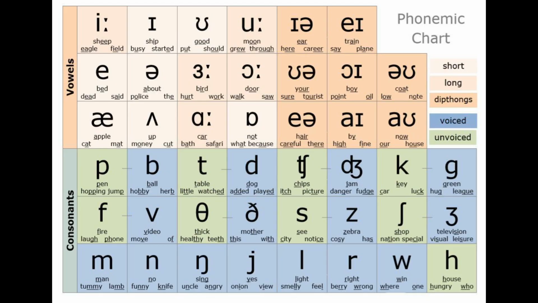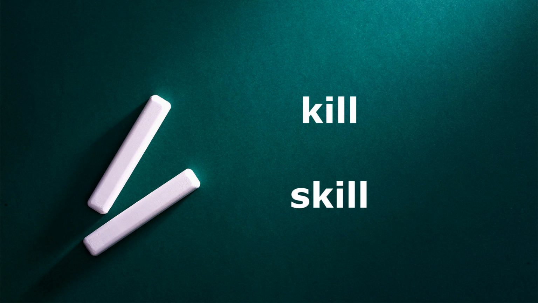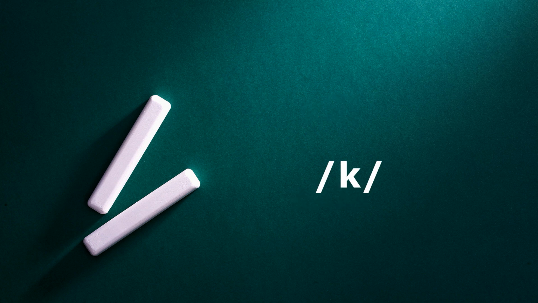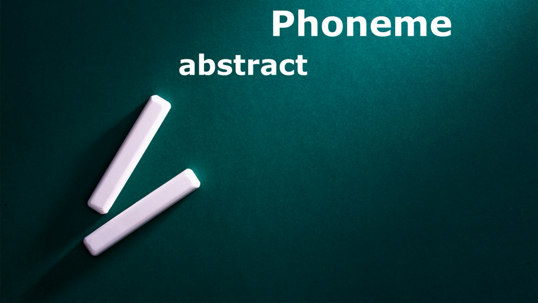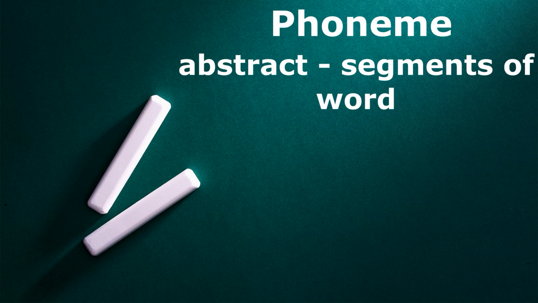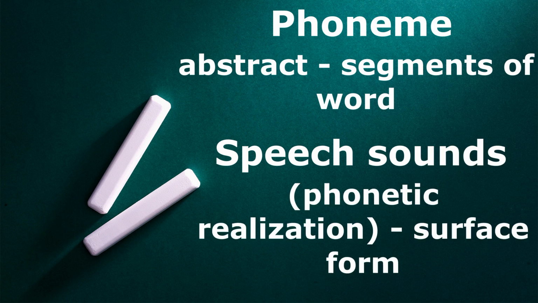Next, they need to learn the letters that can represent a particular sound. For example, the sound K in the words kill and skill are not identical, because they are [kh] and [k], but they are the distributional variants of a single phoneme /k/. Therefore, phonemes are often considered to constitute an abstract underlying representation for segments of words, while speech sounds make up the corresponding phonetic realization or the surface form.